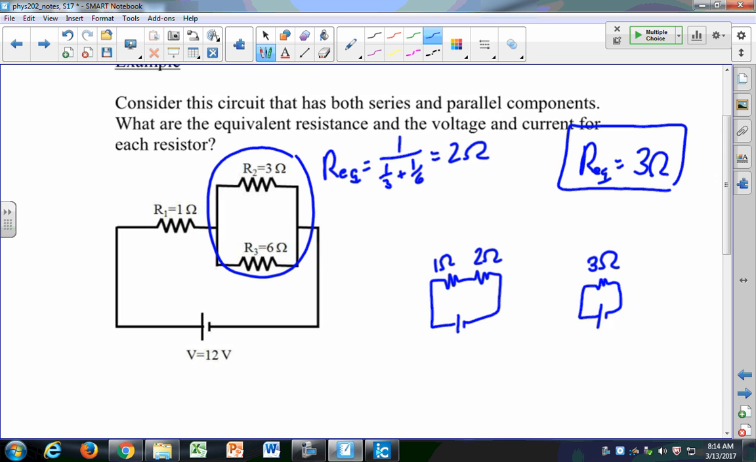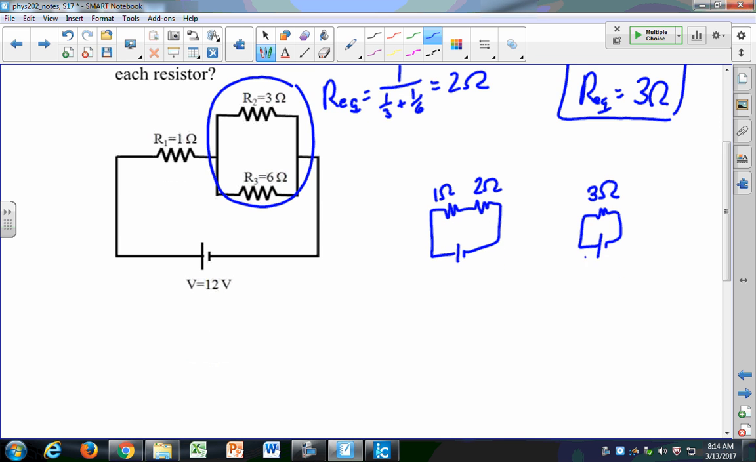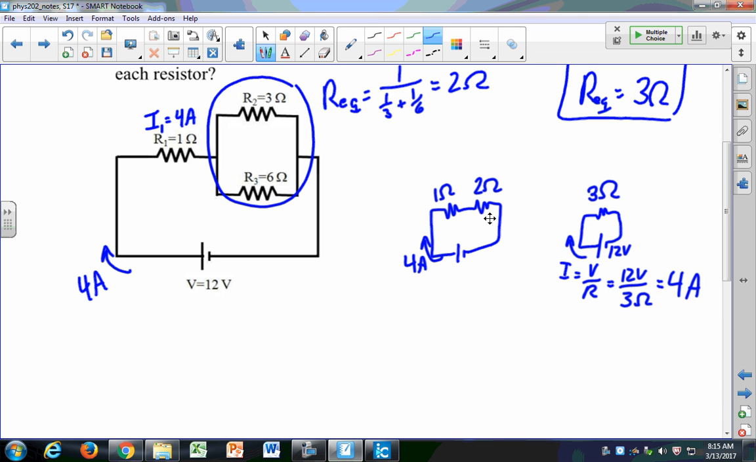Then I can find the current. I find this current, I, is equal to V over R. This was 12 volts, so that's 12 volts over 3 ohms. That's equal to 4 amps. So look, I got 4 amps coming here, 4 amps coming here. So that tells me that I1 is equal to 4 amps, because this is in series with the battery. I haven't had any splits in the current yet, so I have 4 amps.